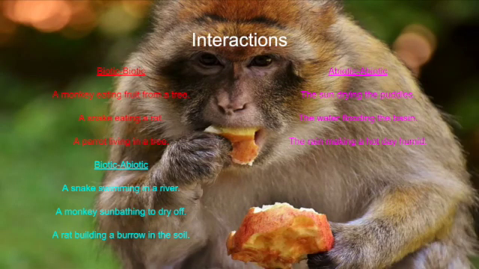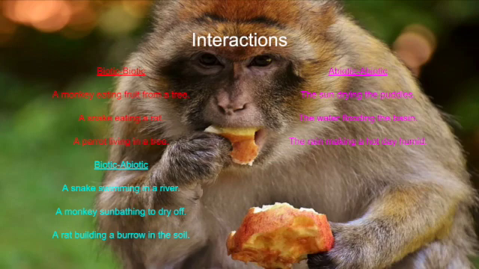All right, my interactions. Biotic to biotic: a monkey eating fruit from a tree, like in the picture. That would be 2 biotic factors interacting. A snake eating a rat. Again, 2 biotic factors. Or a parrot living in a tree. 2 biotic factors. For my biotic to abiotic interactions, I have a snake swimming in a river, a monkey sunbathing to dry off, or a rat building a burrow in the soil. So a burrow is like a nest.